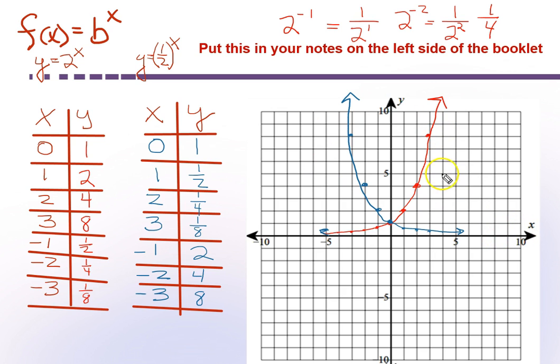So as we look at this, I don't know if you can notice, but the red line and the blue line, if we folded the graph over our axis, this is a mirror image of the other. And this y-axis is called the axis of symmetry, because what's on this side is the mirror image of what's on that side.